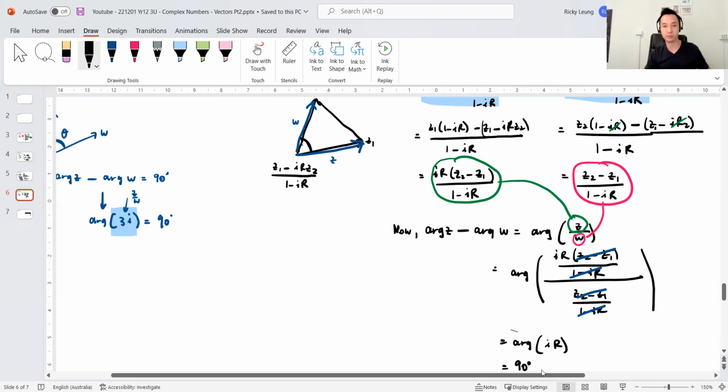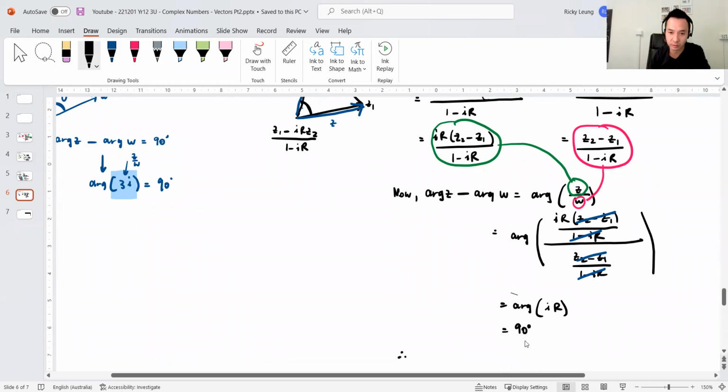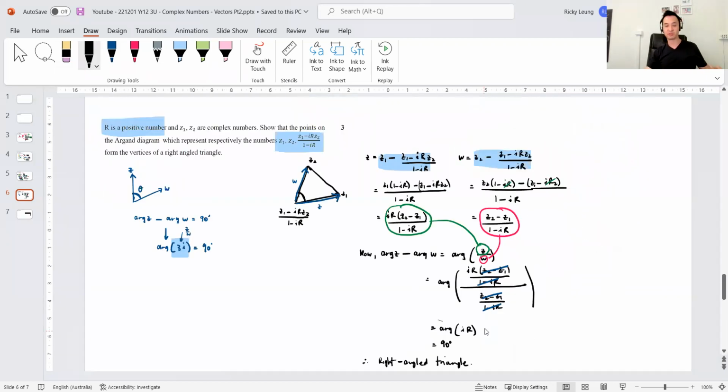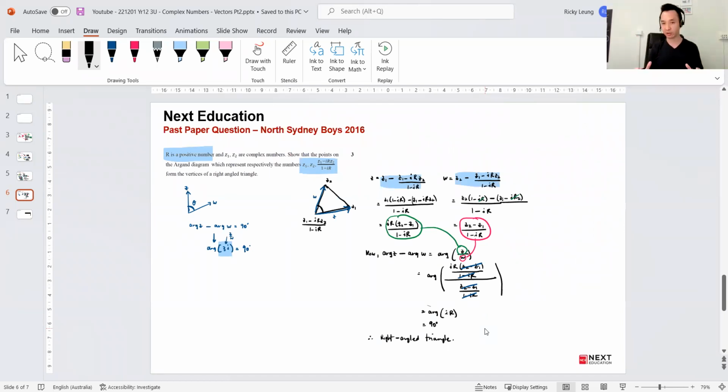Therefore, right angled triangle. Is that okay? So that one there, a bit harder because there's no diagram. And it's a bit harder when they sort of give you very little guidance, but they want you to prove that they're the vertices of a right angled triangle algebraically. The argument of any number I, right, means that it lies on the imaginary axis on the positive side, so it's 90 degrees.